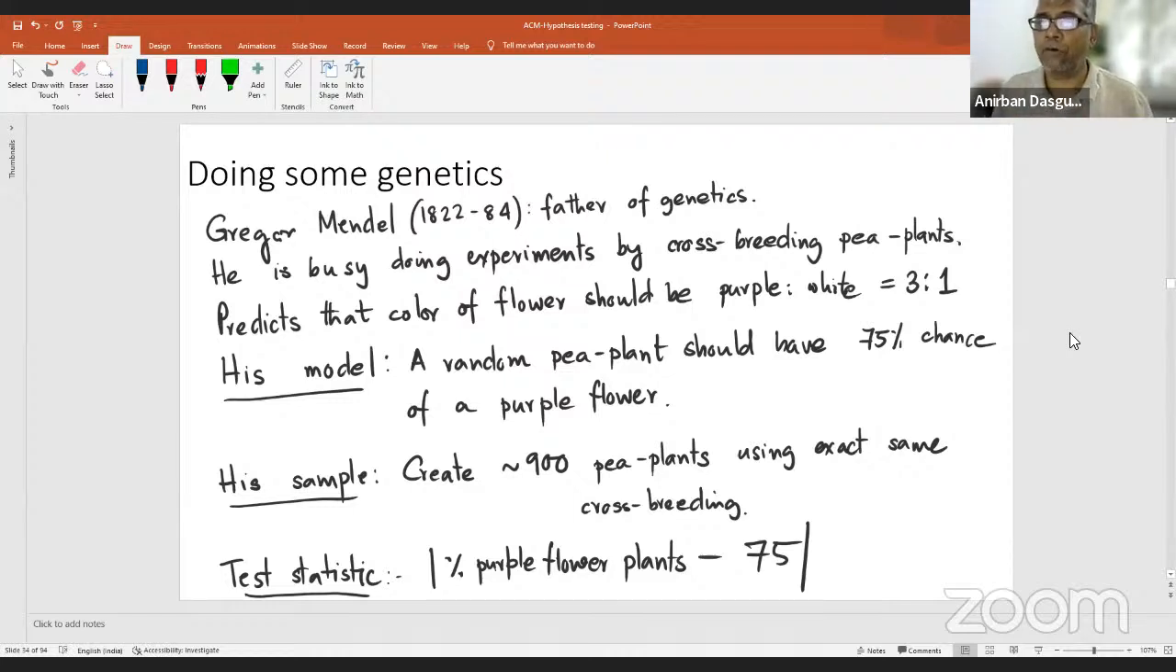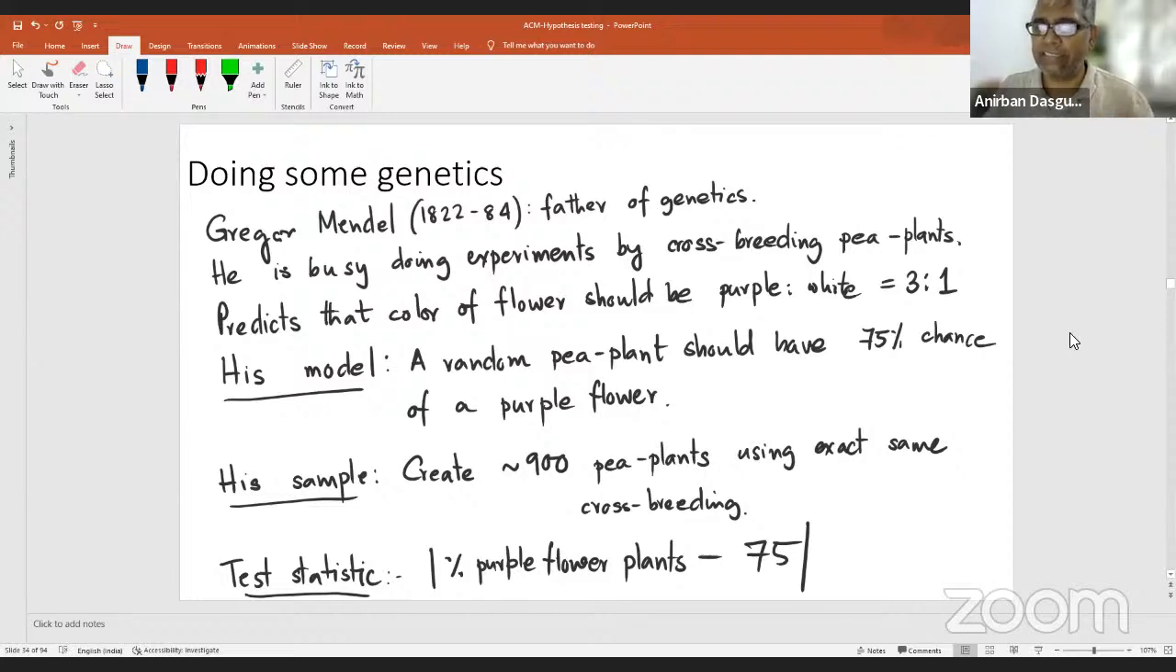Suppose I take generation 1, in which I'm breeding pea plants. He's trying to justify this by breeding pea plants. There are 2 kinds of pea plants that he has: one whose flowers are purple, and one whose flowers are white. And then he takes 4 pea plants, 3 of them purple, and one of them white.